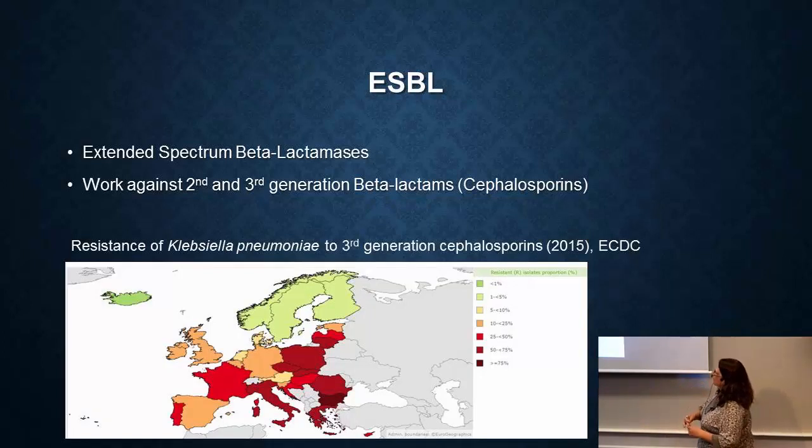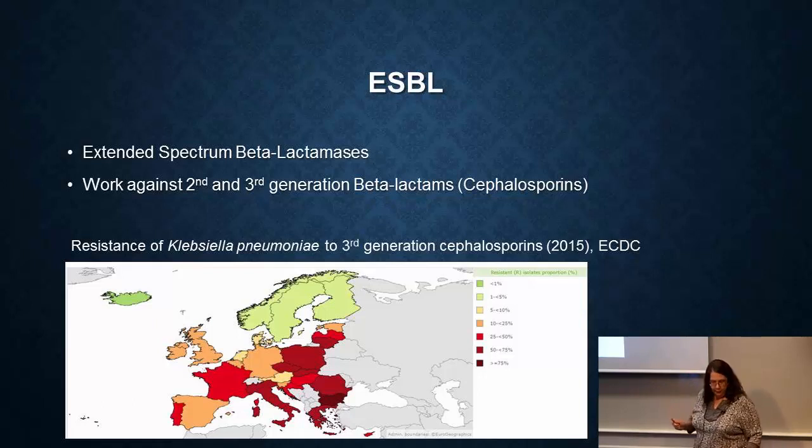This isn't so clear. This is resistance of Klebsiella pneumoniae, which is a gram-negative bacteria that causes pneumonia, to third-generation cephalosporins in Europe. The red is bad, let's just put it that way. At the highest level here, which is down here, more than 75% of cases of Klebsiella pneumoniae infections had ESBL phenotypes and could not be treated with either penicillins or the third-generation cephalosporins. And you can see up in Sweden, as I said, we're doing a little better. We're at 1 to 5%.